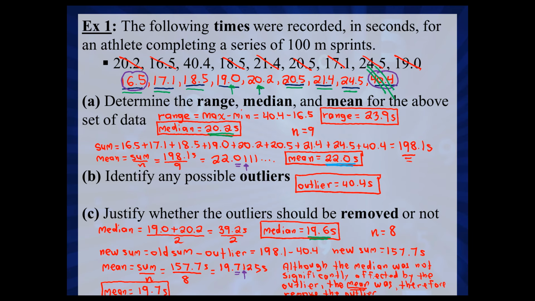Okay, so that's our test to figure out whether we should remove an outlier or not. See what the median and the mean is beforehand, then recalculate it after you get rid of the outlier or outliers. And then if there's a significant change, you get rid of it. If there isn't for both the mean and the median, then it's okay to keep it.